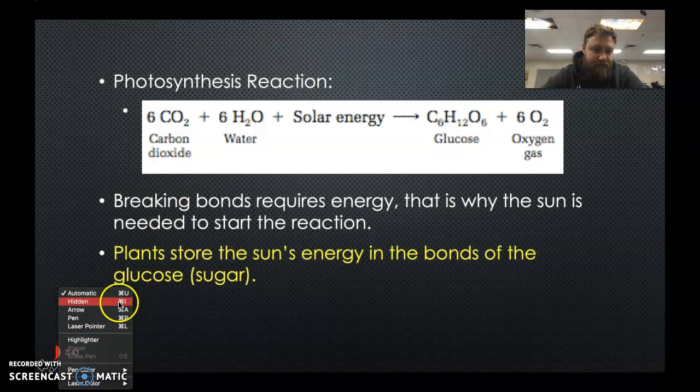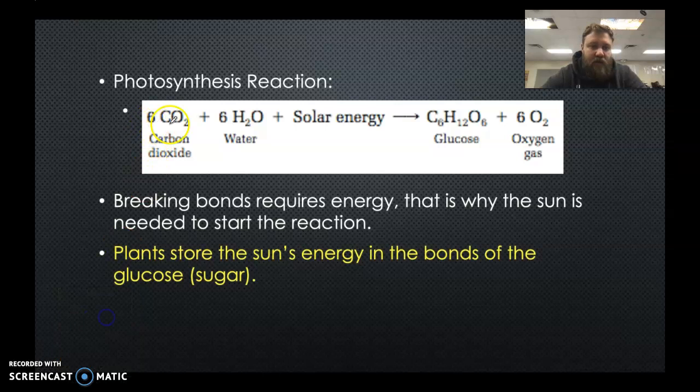Our general chemical reaction is we have carbon dioxide with water, and solar energy produces glucose and oxygen gas. And you notice this one's balanced. If you ever have to balance this one, the little shortcut is that for everything but your glucose molecule, you need to put a coefficient of 6 in front of it. It's an easy one to remember too.